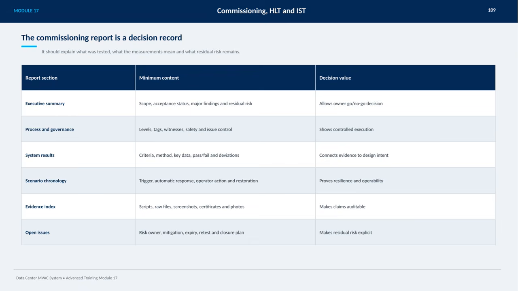The evidence index includes scripts, raw data files, screenshots, certificates, and photos, which together make the report's claims auditable. Finally, any open issues are documented with details on risk ownership, mitigation measures, expiry dates, retesting plans, and closure strategies to clearly make residual risk explicit. This comprehensive approach ensures transparency and supports confident decision-making.